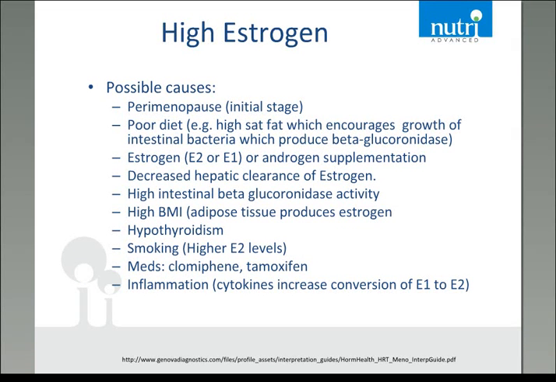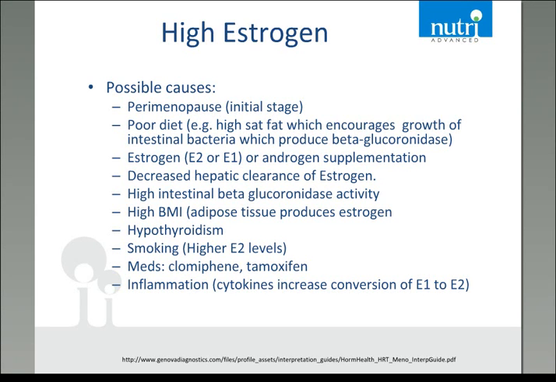Possible causes of high estrogen include perimenopause, so the initial stage before they go into the menopause where, of course, that estrogen drops down low. Poor diet, e.g. high saturated fats, which encourages growth of intestinal bacteria, which produces beta-glucuronidase. We've covered this, which shears off the glucuronic acid molecule, which prevents the estrogens being excreted out of the body, which results in recirculation of those estrogens. Estrogen E2 or E1 or androgen supplements. So, if anybody's on any form of hormone support or bioidentical hormones also.